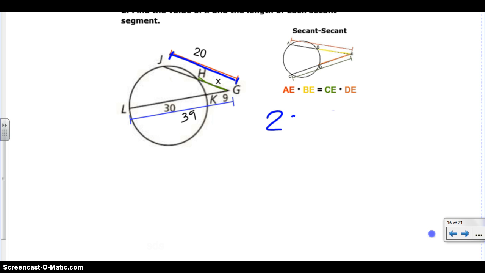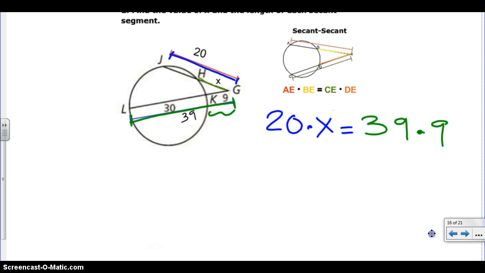So 20 times the smaller piece on the outside, which is x, which is HG, equals the whole piece, which is 39 for LG, times the smaller piece, which is 9. Do that in your head. That's going to be a tough one.